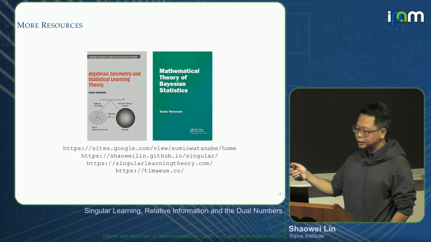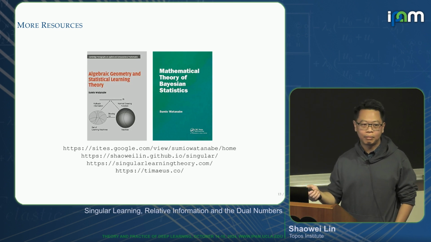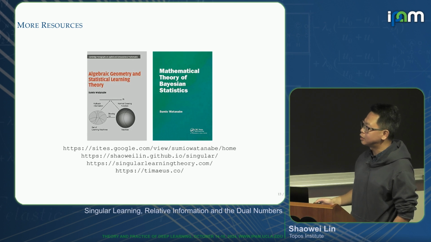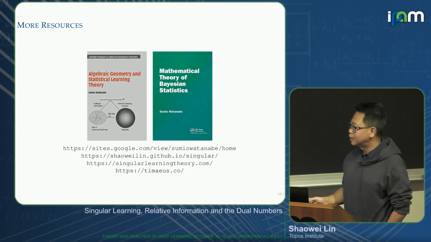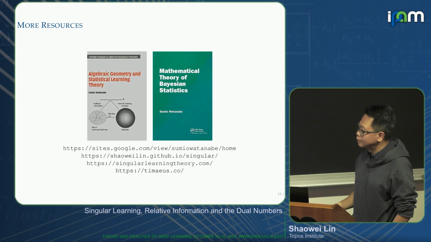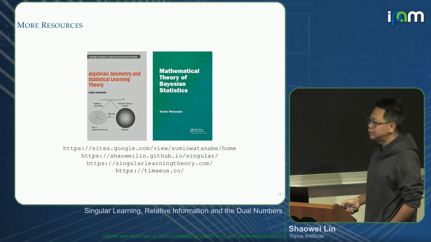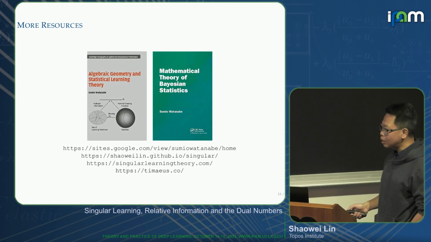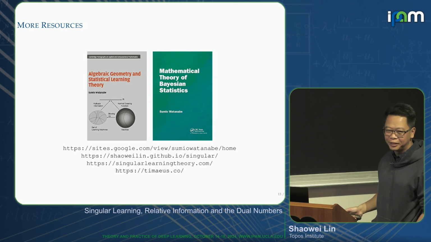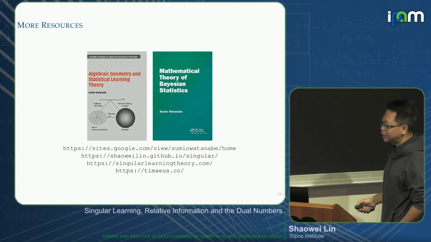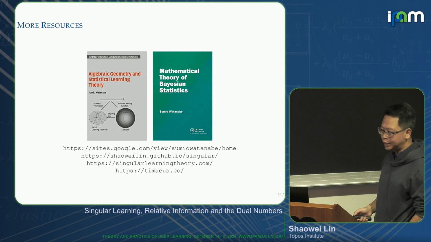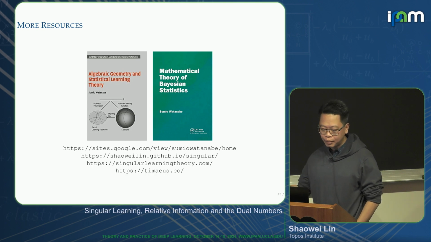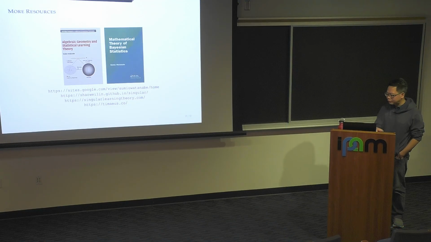Okay, more resources. There are two books that a lot of people read. This is called Watanabe's Gray Book, and this is called Watanabe's Green Book. He has a website where you can find out more about SLT. I have some resources on SLT on my website. You can also go to a website called singularlearningtheory.com, or you can go to Timaeus, which is a nonprofit that is looking at using SLT to understand neural networks. So there's a lot of interesting work.